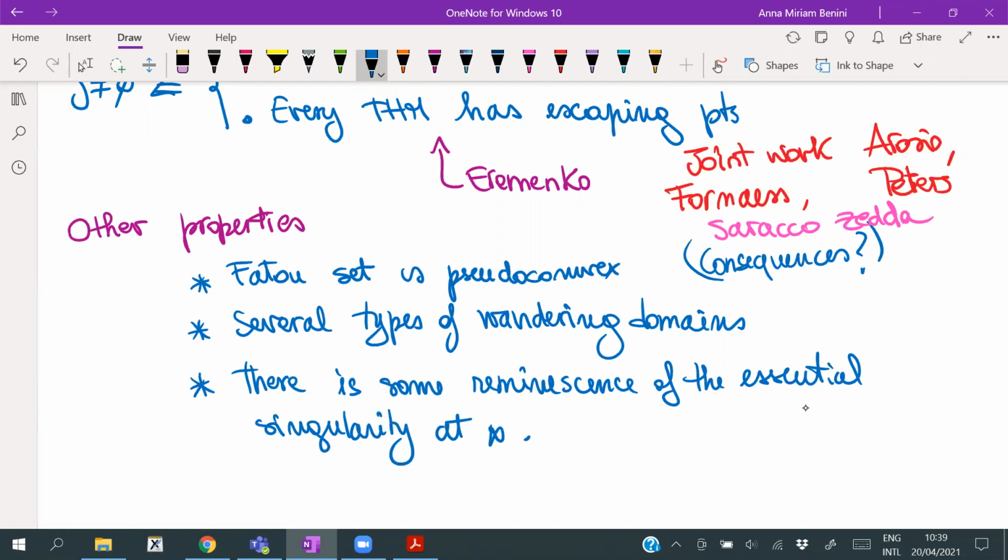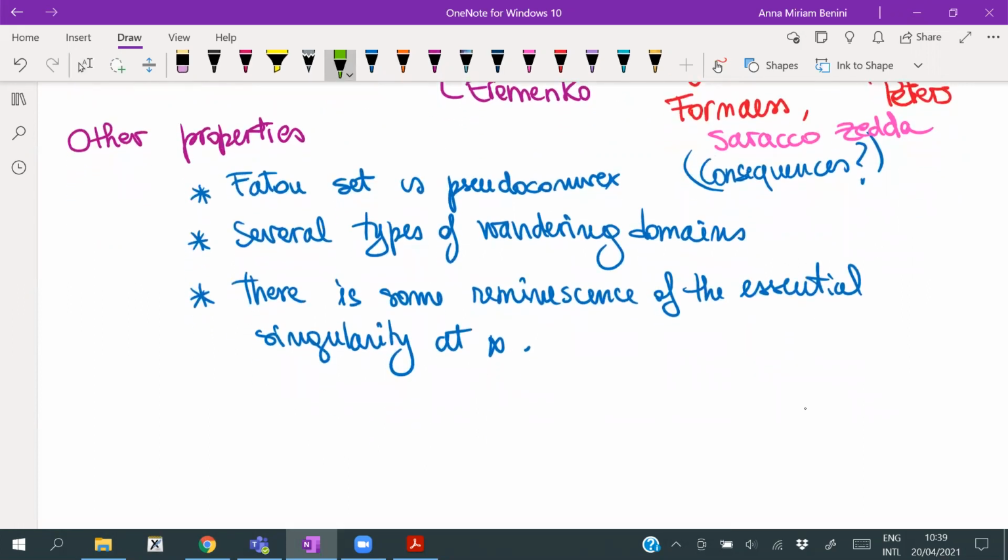Now, the last thing that I want to tell you about is the complex projective space. If you know what it is, fantastic. If you don't know what it is, this is what you need to know.